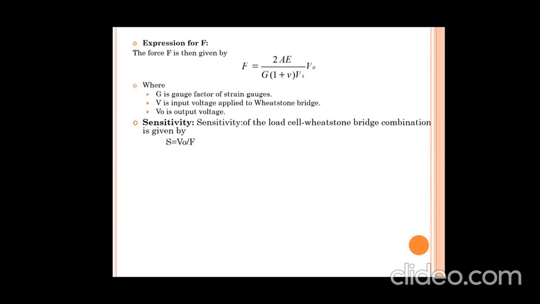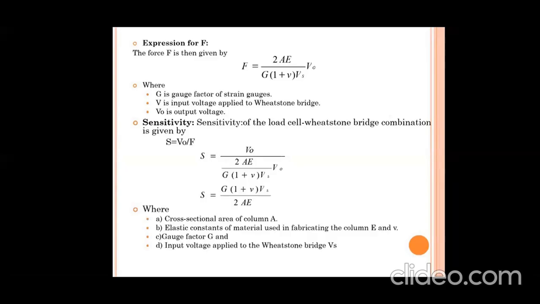So you just have to put the equation of F into the sensitivity equation. We get the final equation for sensitivity as S is equal to G into (1 plus V) multiplied by Vs divided by twice of AE. Getting? Again, A is the cross-section area of the column, E is nothing but the modulus of elasticity, G is nothing but the gauge factor, and Vs is nothing but the applied voltage. Getting?